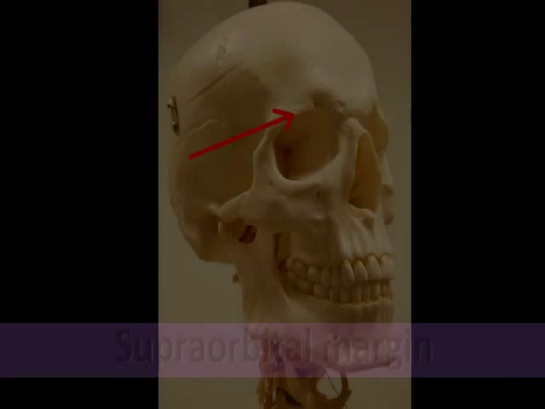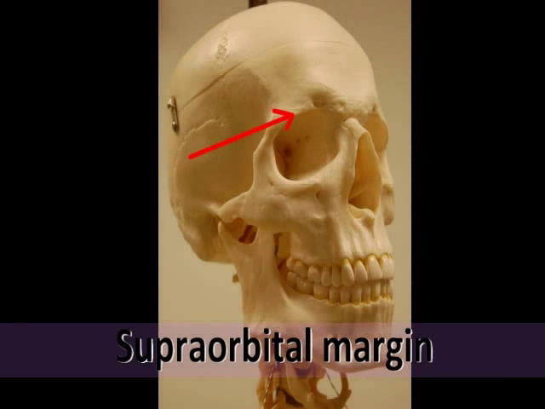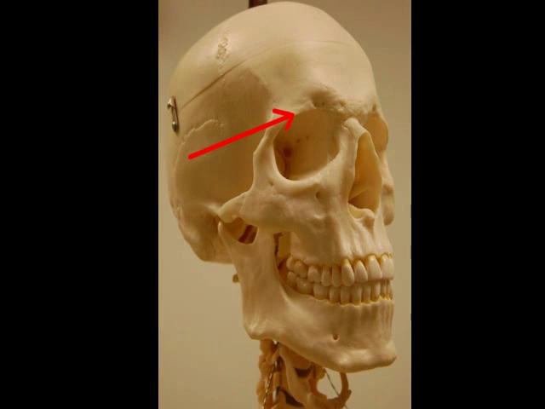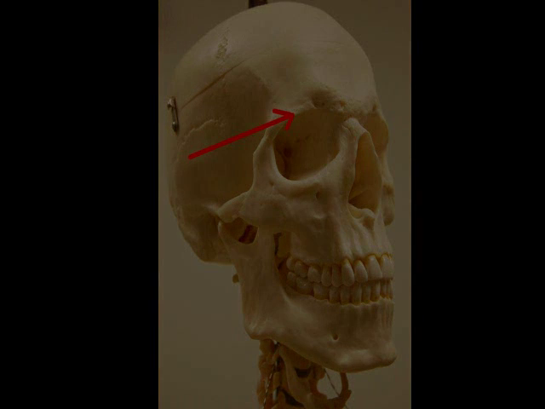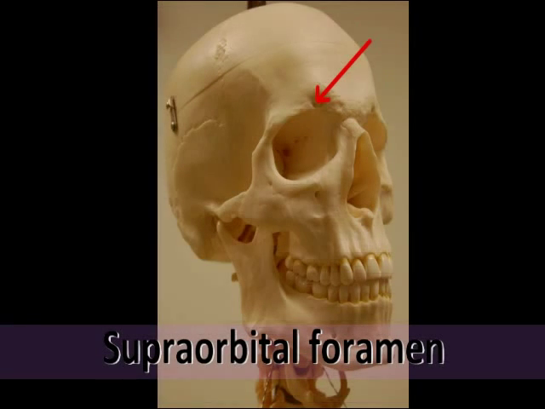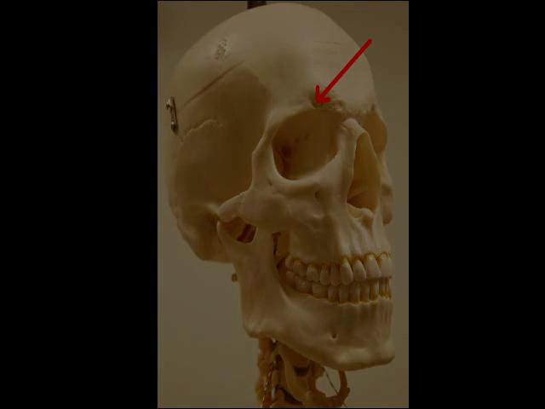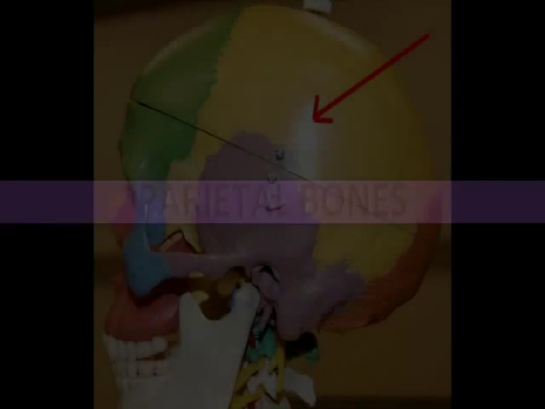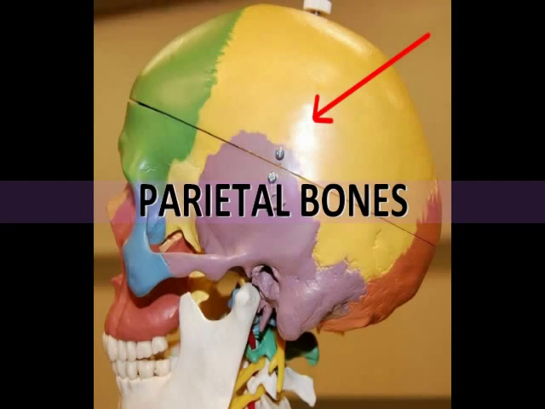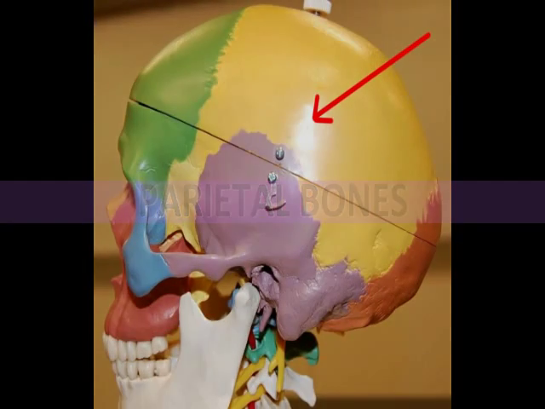The supraorbital margin is the thickening of the frontal bone above both of the orbits. And located within the supraorbital margin is a hole called the supraorbital foramen. This allows passage of the supraorbital nerve and artery. The 2 parietal bones form most of the sides and roof of the cranial cavity.